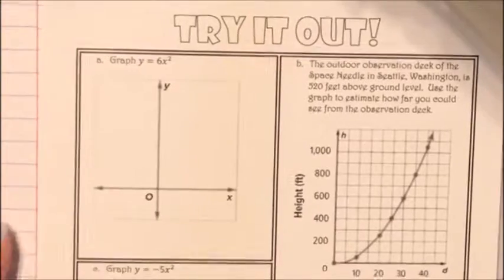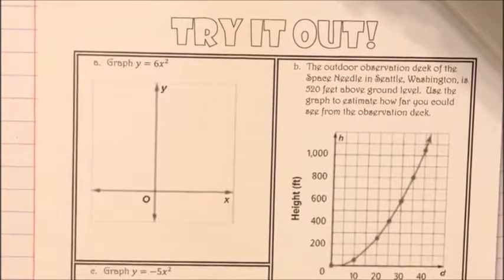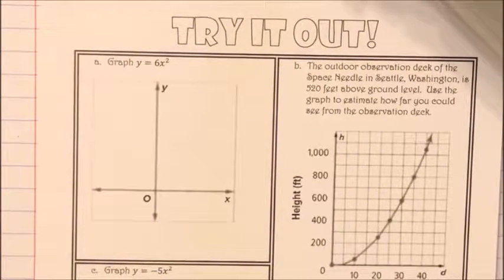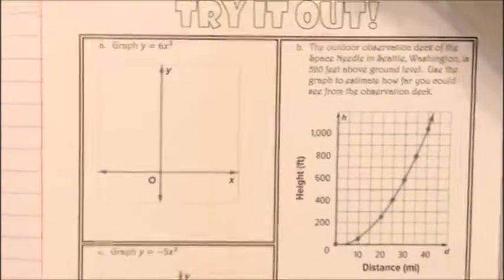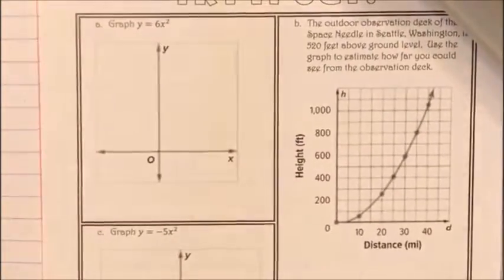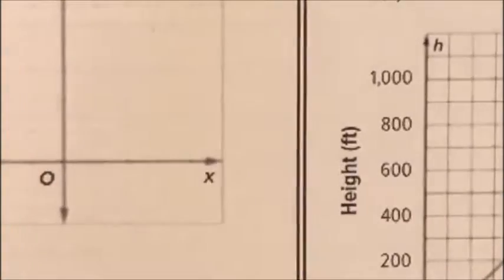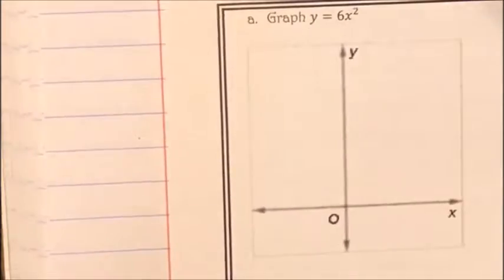So on the next page are the try it out problems. Go ahead, pause the video, try them out, and when you are done, we will go over the answers together. All right, now that you've had a chance to check your answers, let's go over the answers together. So letter A says graph y equals 6x squared. So I'm going to come over here and I'm going to make a chart.